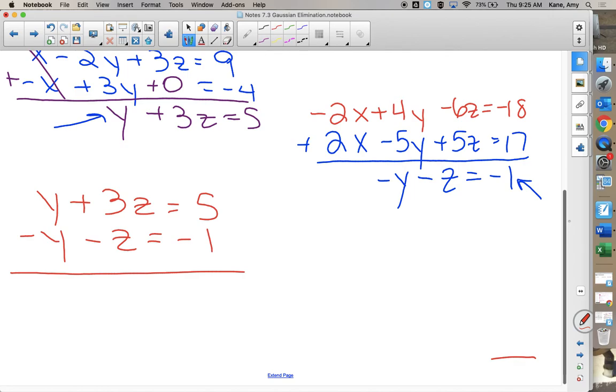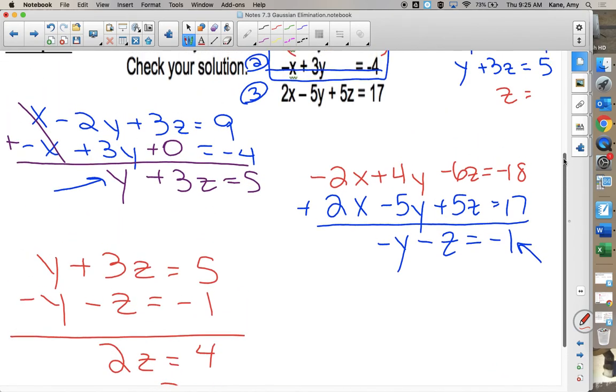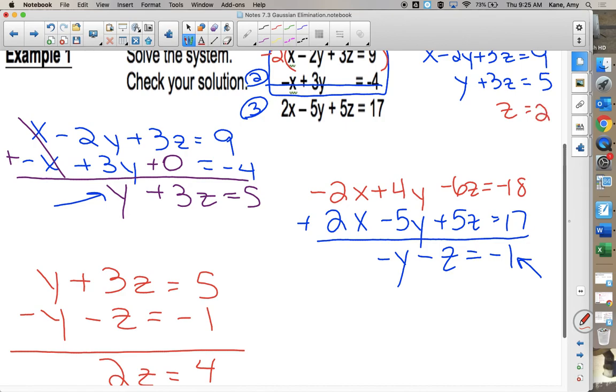So Emma G, what do you get when you add these together? 2z equals, and then z is equal to... So now if I go back into this, we end up with z equals 2.